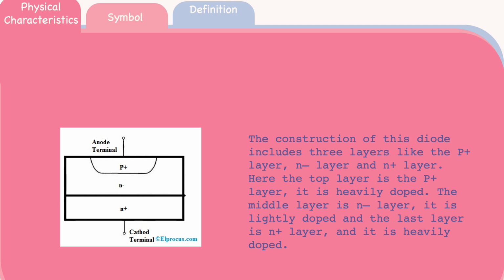In the physical construction, this diode includes three layers: the P plus layer, the N minus layer, and the N plus layer. Here, the top layer is the P plus layer, which is heavily doped. The middle layer is the N minus layer, which is lightly doped. And the last layer is the N plus layer, which is heavily doped. Here, the P plus layer acts as an anode, the N plus layer acts as a cathode, and the N minus layer acts as a middle layer or drift layer.